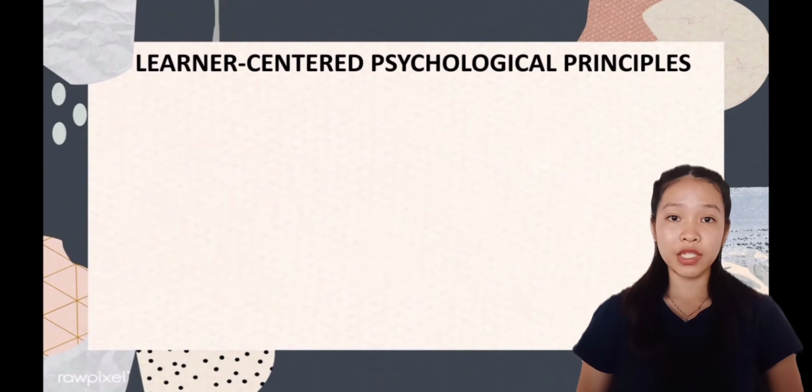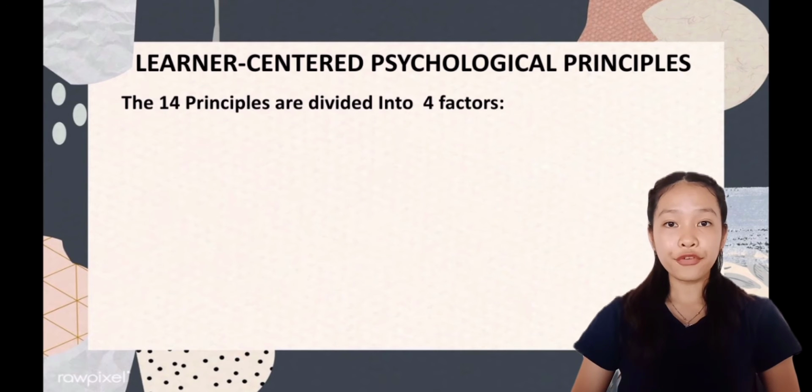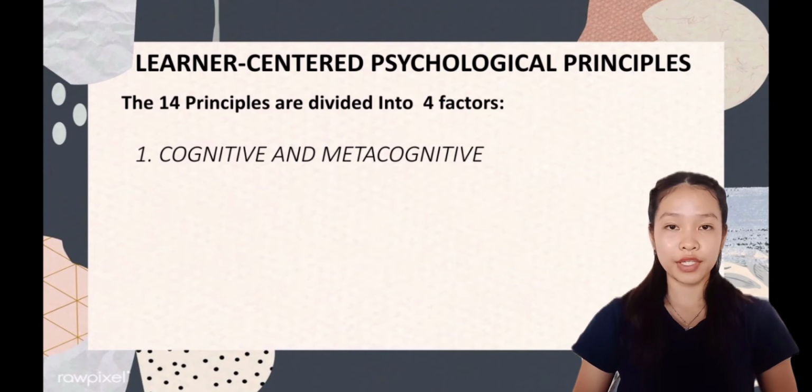Learner-centered psychological principles. So what is learner-centered? Learner-centered is the perspective that focuses on the individual learner's heredity, perspectives, backgrounds, experiences, capacities, talents, and interests. So why is it important? It is important for it uses interactive strategies to engage students and help develop their skills in decision making, problem solving, and teamwork. There are 14 learner-centered principles, and it was divided into 4 factors.